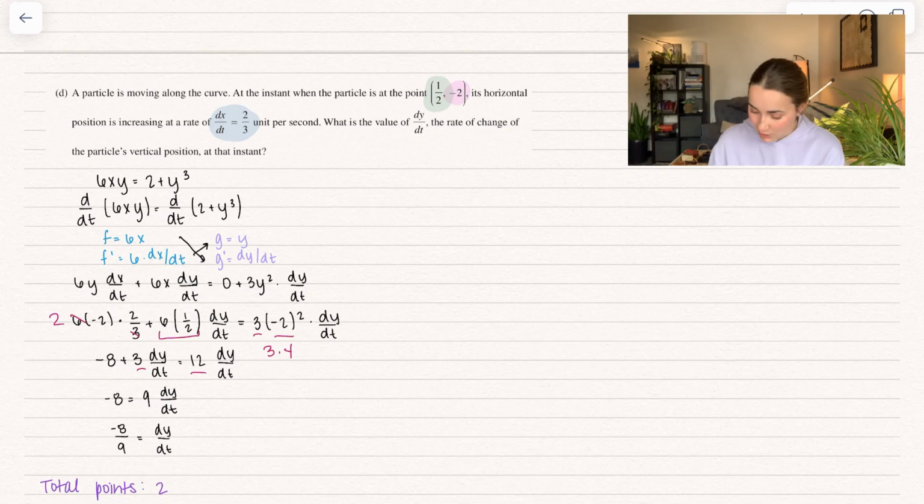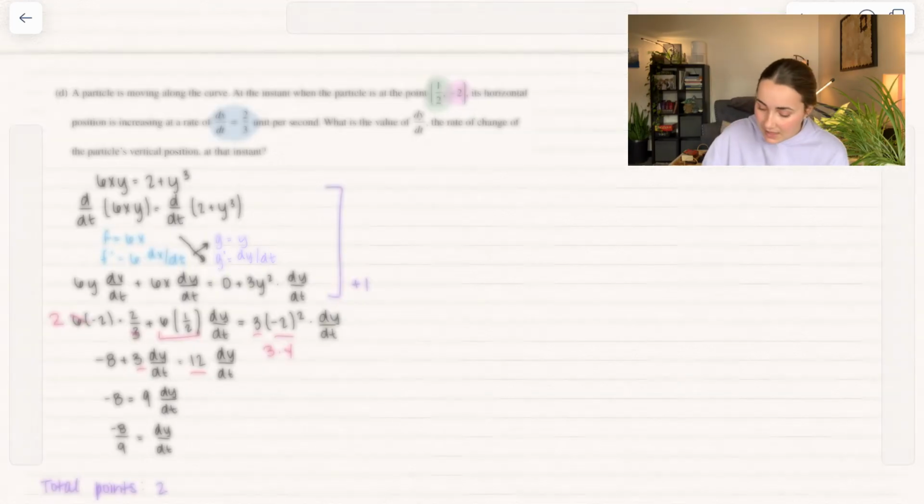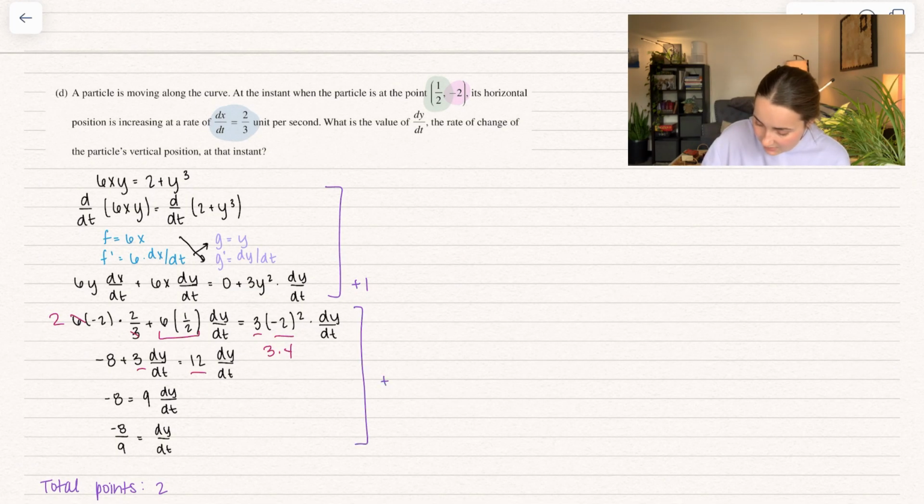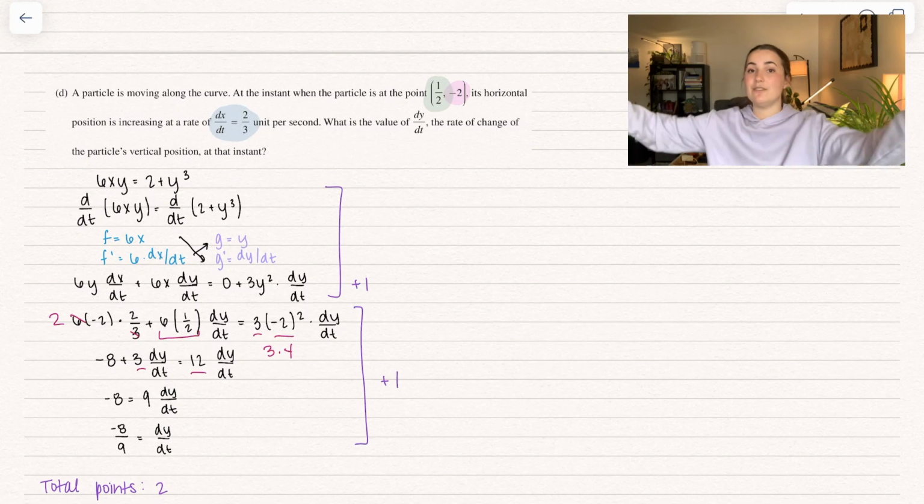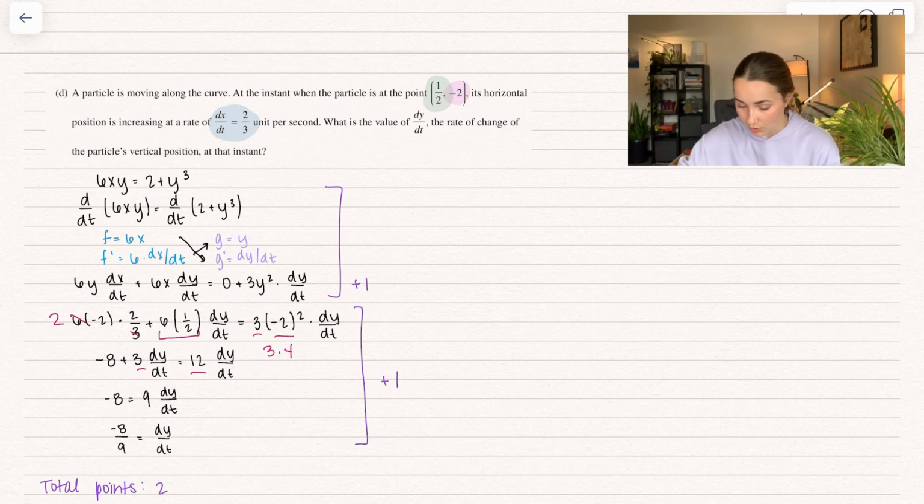So this one is worth 2 points. We get our first point from taking the first derivative correctly, so the derivative in terms of t. The second point is going to be evaluating it all the way down to negative 8 divided by 9. If you just wrote out negative 8 divided by 9, you are going to receive no points. So make sure that you show your work.